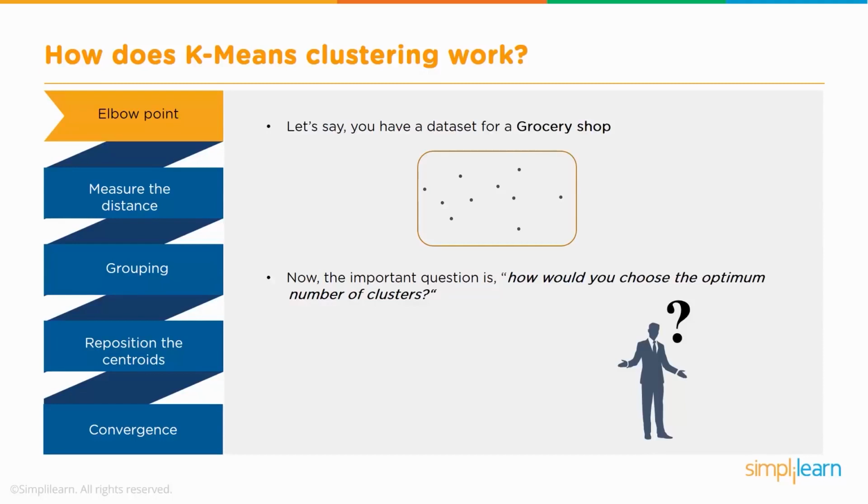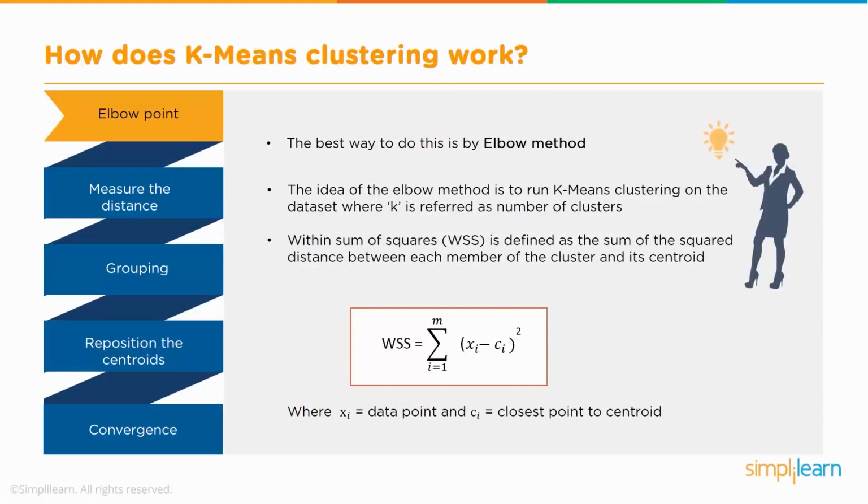So how do we find the optimum number of clusters? There's a technique called the elbow method. When these clusters are formed, there's a parameter called within sum of squares, and the lower this value is, the better the cluster is. That means all these points are very close to each other. So we use this within sum of squares as a measure to find the optimum number of clusters that can be formed for a given data set.